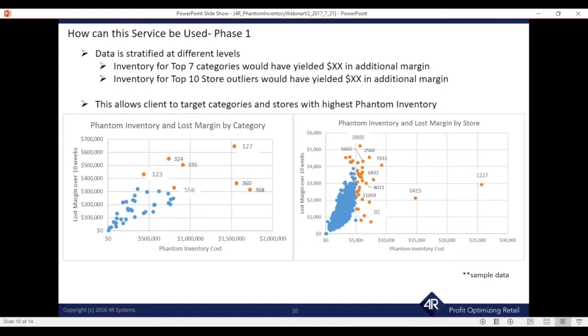The second example chart on the right identifies stores with the highest phantom inventory and corresponding loss margin. So again, all the orange dots that you see outside of the blue are the stores with the highest loss margin and phantom inventory. Doing it this way allows the clients to target categories and stores with the highest phantom inventory.